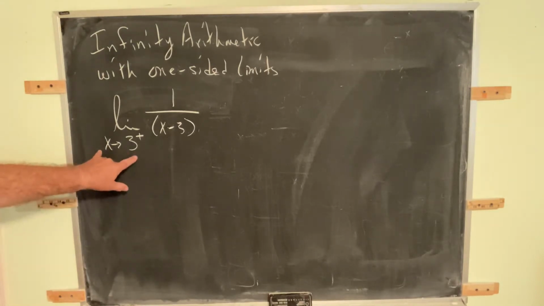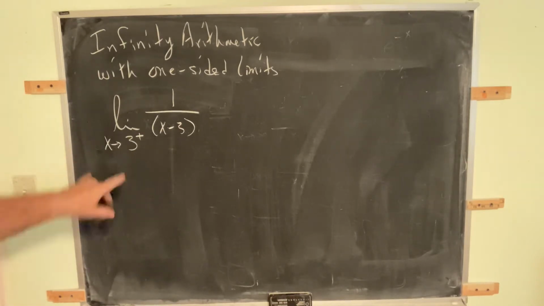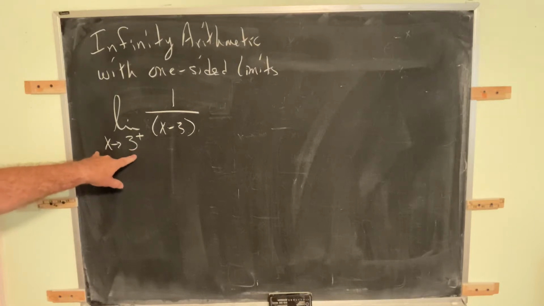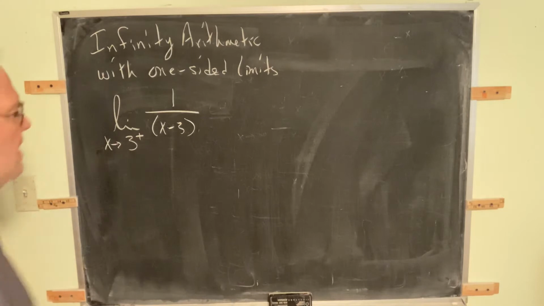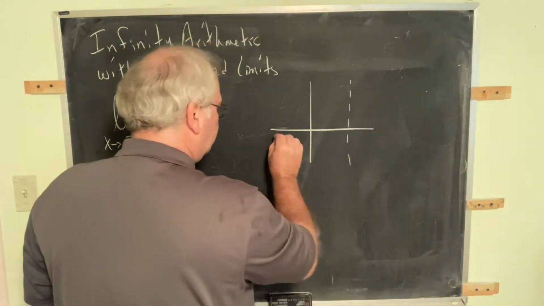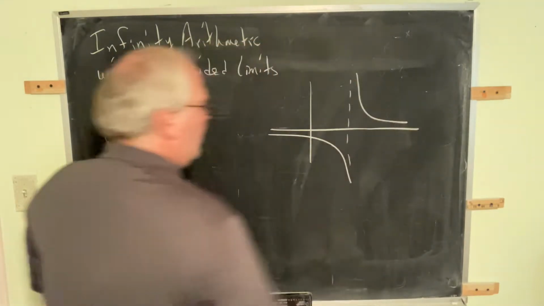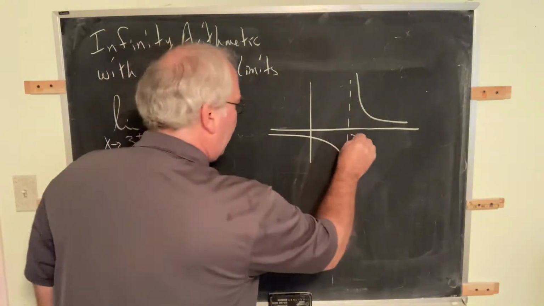Remember what this means, where x is getting closer to 3, we're choosing values only greater than 3. So this is a one-sided limit or a directional limit, depends on how you learn to call this. We're approaching 3 from the right. What is really helpful here is the graph of this function. Very roughly, that's the graph of this function. The vertical asymptote is at 3.